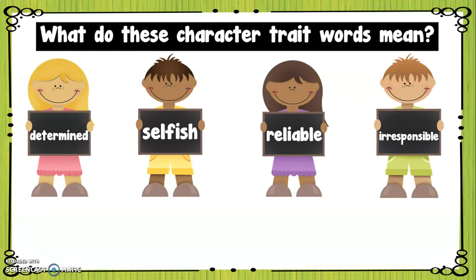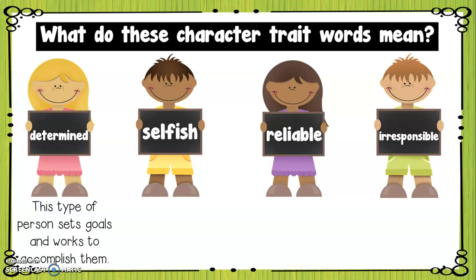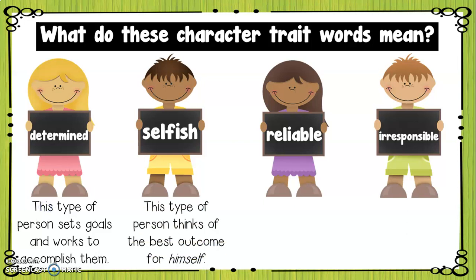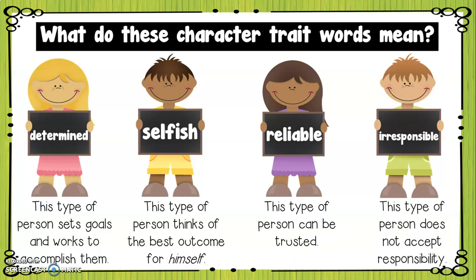Let's take a look at 4 other words. Determined, selfish, reliable, irresponsible. This type of person sets goals and works to accomplish them. This type of person thinks the best outcome is for himself. A reliable person is someone who can be trusted. And an irresponsible person does not accept responsibility.